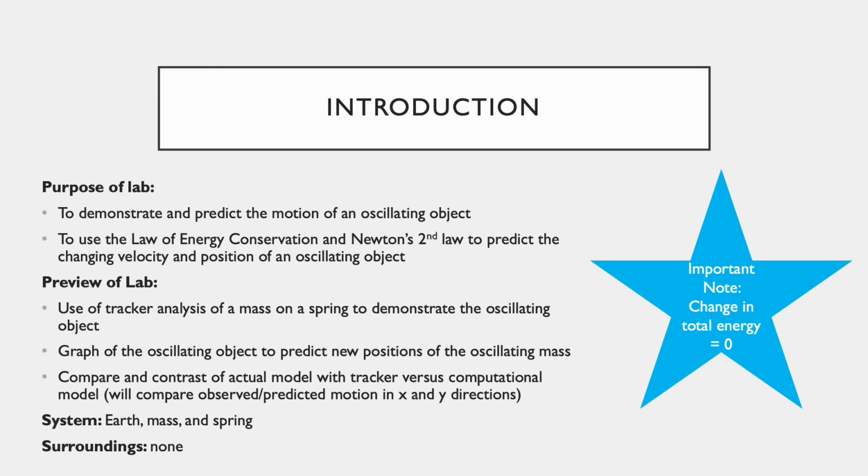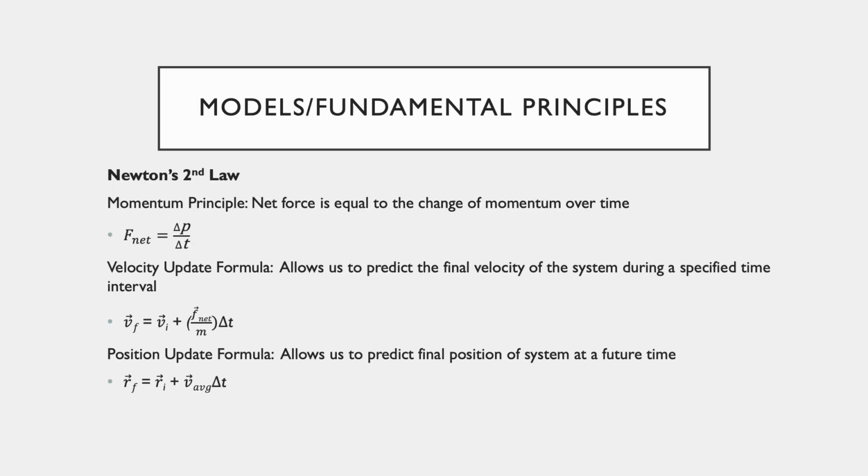The system is the earth, mass, and spring while the surroundings are none, and it is important to note that the change in energy is equal to zero. The first fundamental principle is Newton's second law, which is the momentum principle, which states that net force is equal to the change of momentum over time, and we will also be using the velocity update formula, which allows us to predict the final velocity of the system during a specified time interval, and the position update formula, which allows us to predict the final position of a system at a future time.